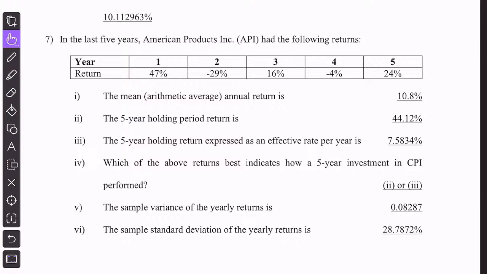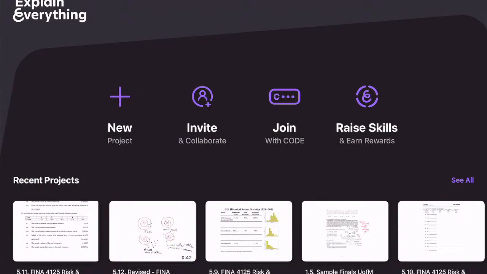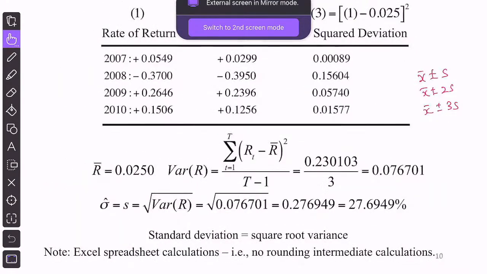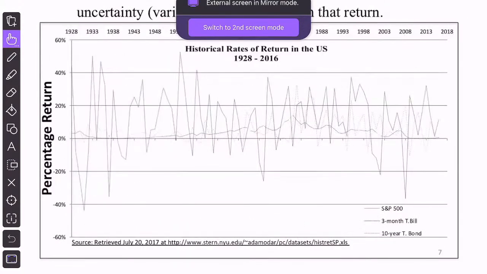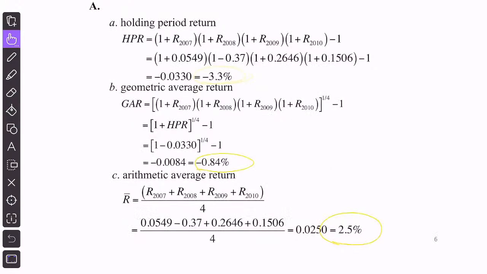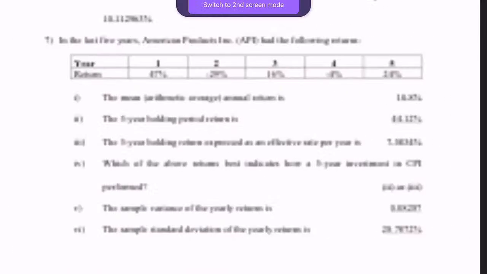All right. So for this one here, you're supposed to use the formula that we discussed over here. Remember these formulas? All these calculations. These are the holding period return, geometric average return, arithmetic average return. So I'm not going to do those. You should practice. You need to use that to solve these.